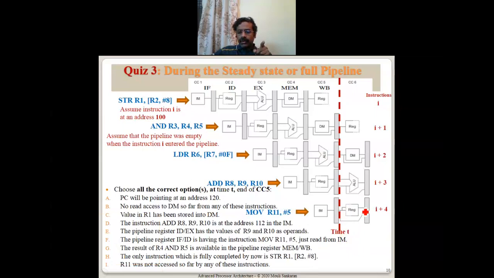So actual reading is going to happen here in CC6, during the read cycle, the second half of the cycle. During that time, R11, I'm sorry, it's a move instruction. In fact, it will not happen here also. It will not happen there also because it is supposed to store this value into R11, which will happen when this instruction comes to the write back stage. It is still 4 cycles away. So R11 has never been accessed at all before t. So all the options are correct. All options are true.